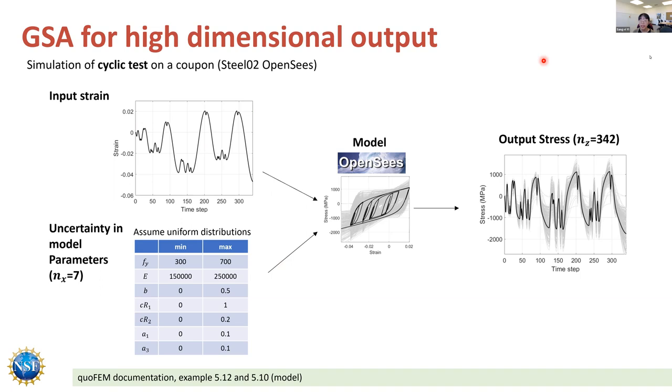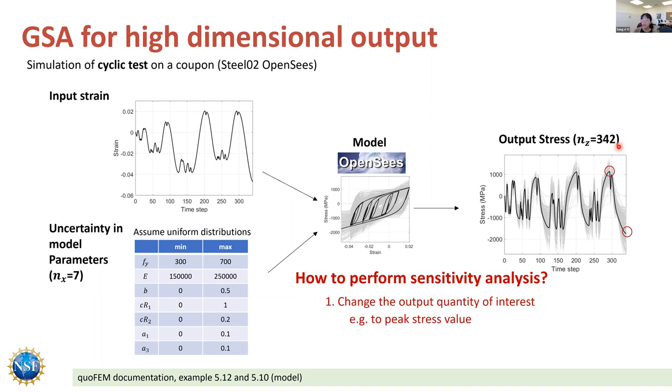So in this case, the stress response at each discretized time step becomes the quantity of interest. And in this problem, we have a dimension of 342. Then how can we perform sensitivity analysis with the time history of uncertainties? I can think of 3 approaches to solve this problem. First is to simply change the output quantities of interest.